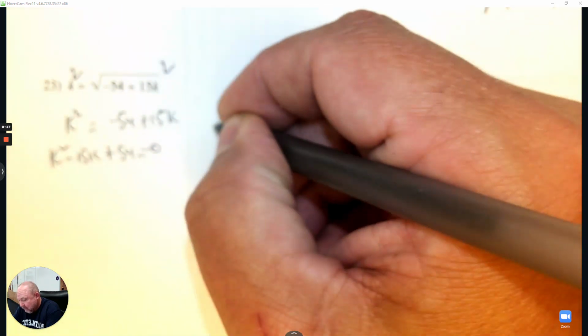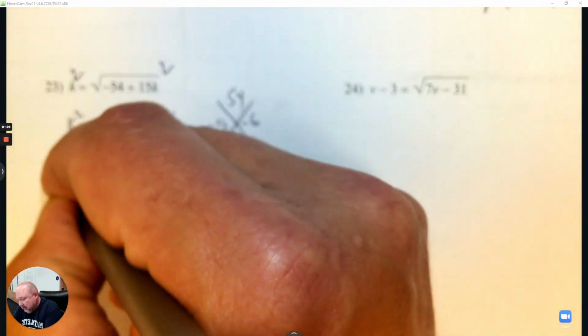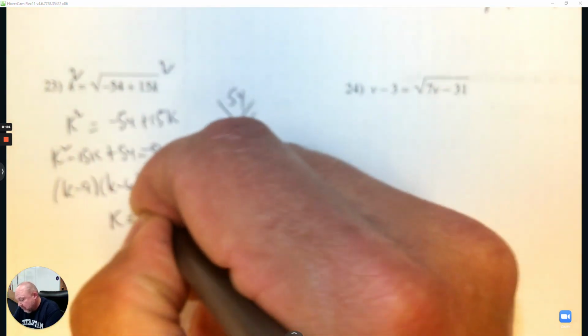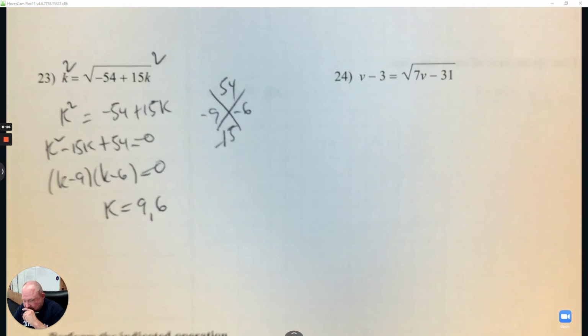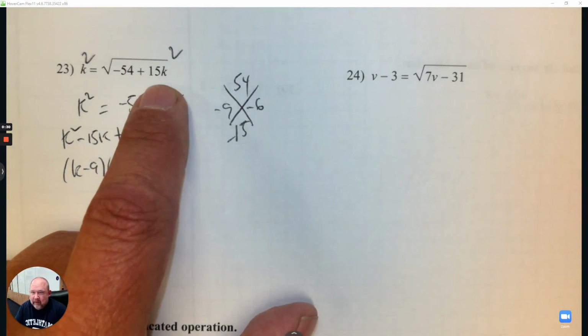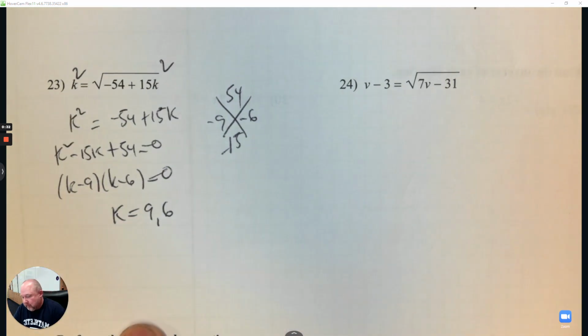So two numbers that multiply to 54 and add to negative 15. And then those are your factors. So each factor has a solution. So positive 9 and positive 6. And then make sure that they work when you plug in. So both of them will give you the right answer.